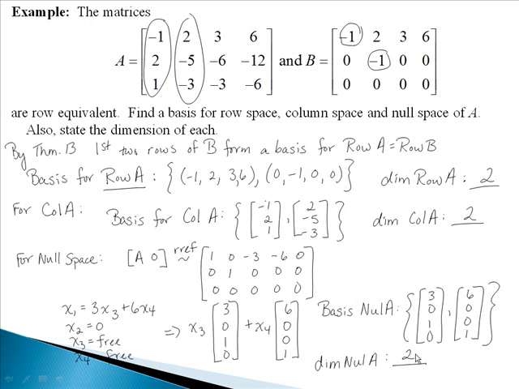Now notice that for these first two, the row space and the column space, we could use any echelon form, which is why we were able to use B over here. And we didn't have to have one with zeros underneath and zeros above. However, for the null space, it's important that we use the reduced echelon form in order to find the general solution.